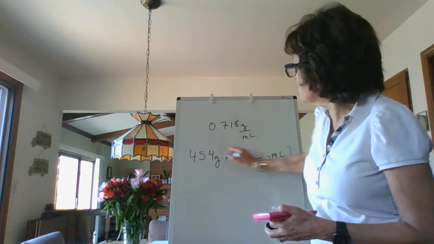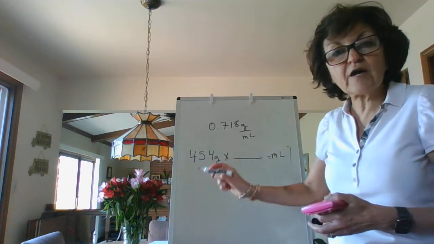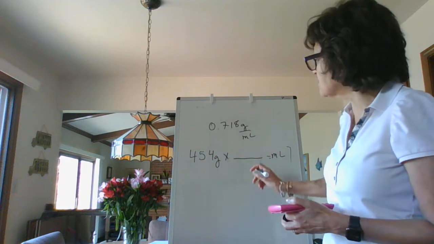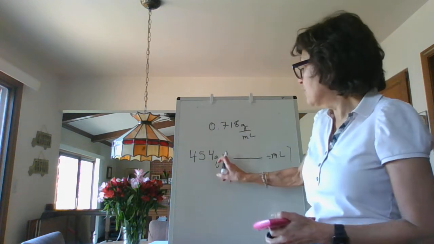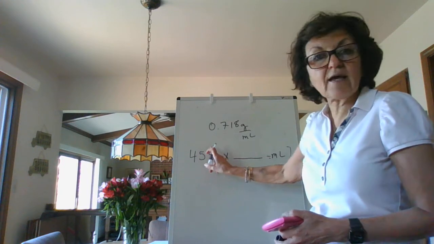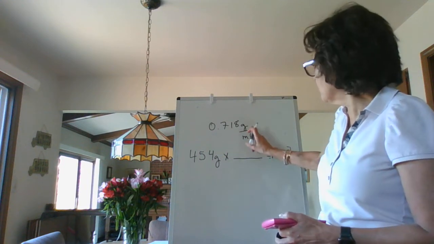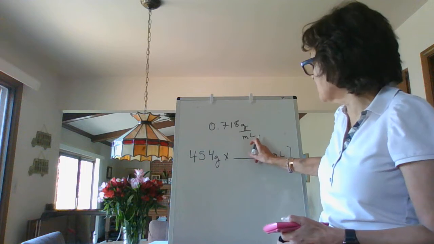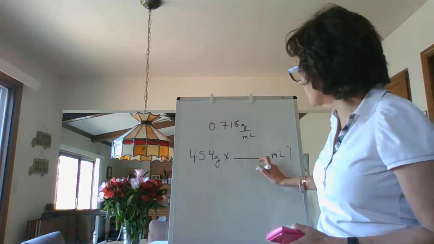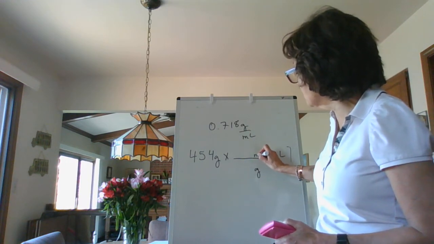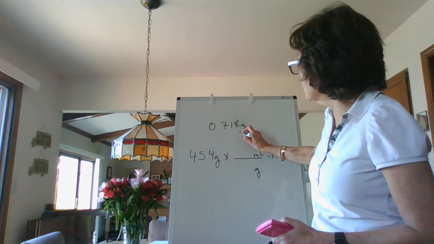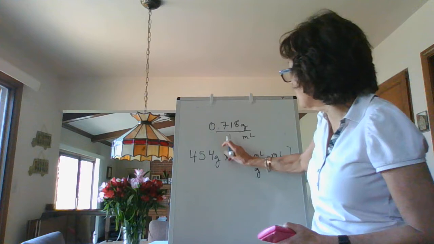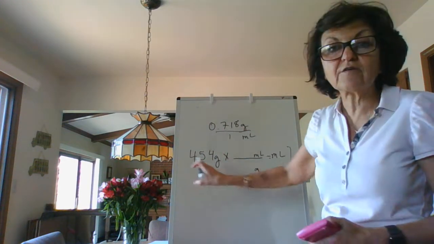So I'm going to use density as a conversion factor using dimensional analysis. Now, when you use dimensional analysis, remember, the unit you want to cancel, you put down here. The unit you want to find is up here. So I want grams down here and milliliters here. So that means this is 0.718 grams per 1 milliliter. That's what this value is.